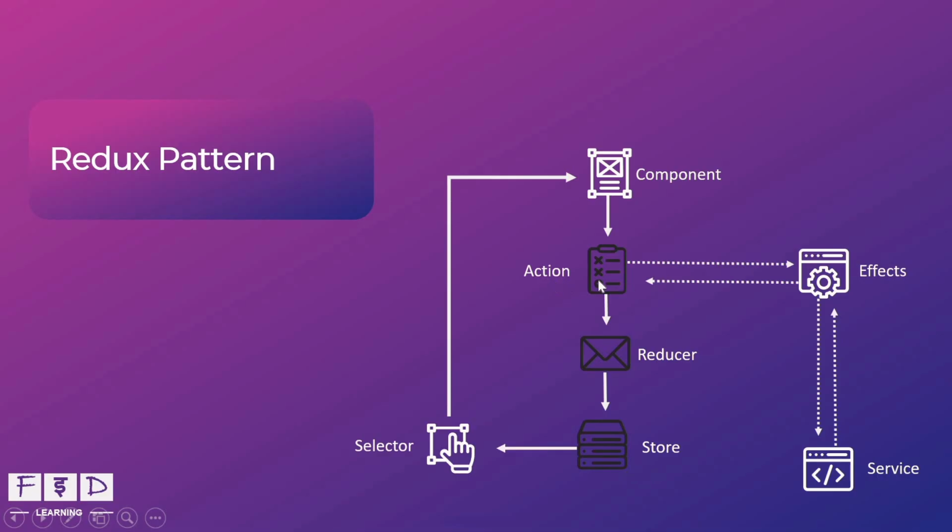Second, state is read only, meaning the state cannot be changed directly. Instead, actions are dispatched to trigger changes. And third, changes are made with the function called reducer. Reducers are pure functions that take the current state and an action and return a new state. Now, keeping these three Redux principles in mind, let's explore the NgRx state management lifecycle.